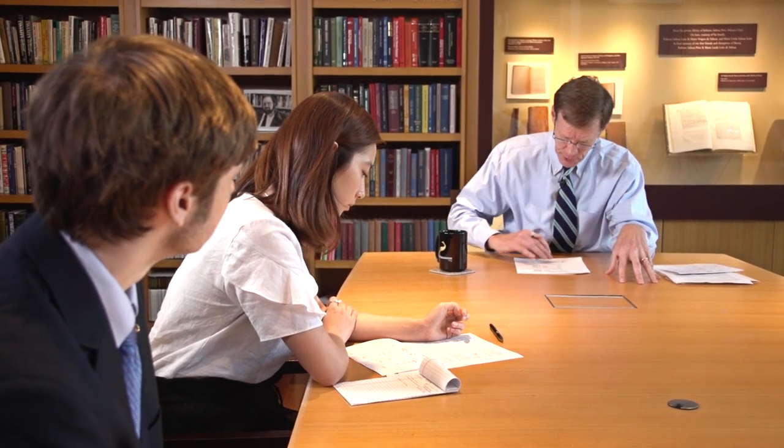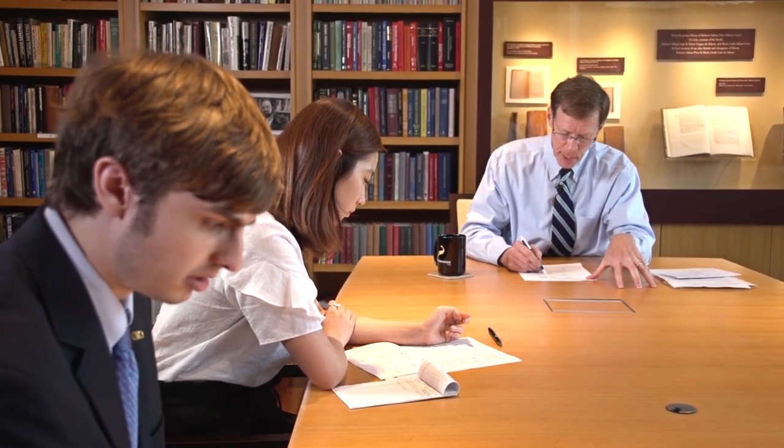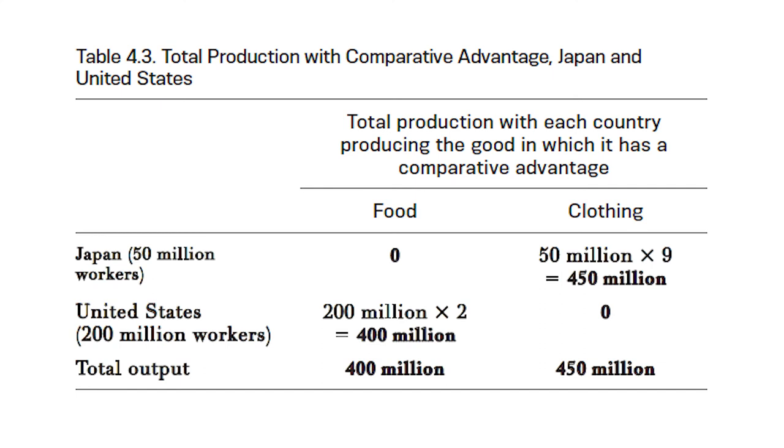So give me the numbers again. How much food does Japan produce? None. They put the whole workforce on clothing, and how much clothing do they produce? 450 units of clothing. The United States puts its whole workforce on food. How much food do they produce? 400. And how much clothing? None. Zero. All right. But now add up the total food produced and the total clothing produced.